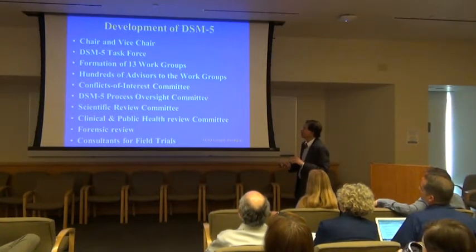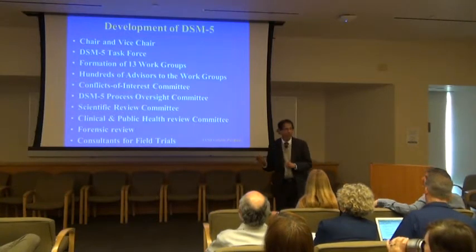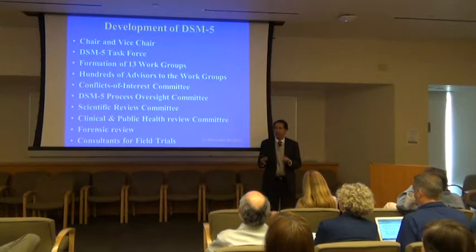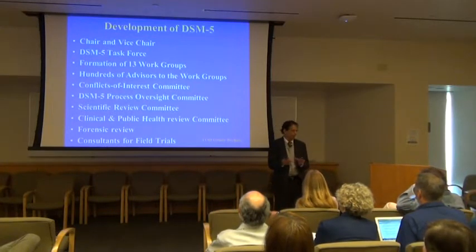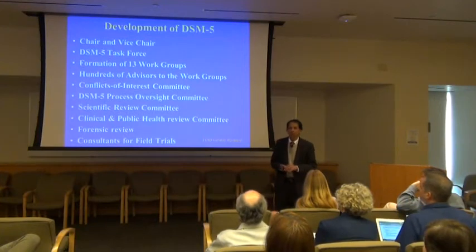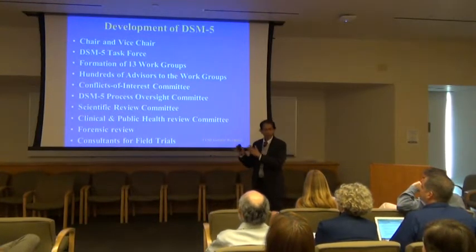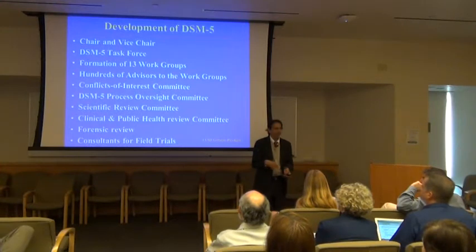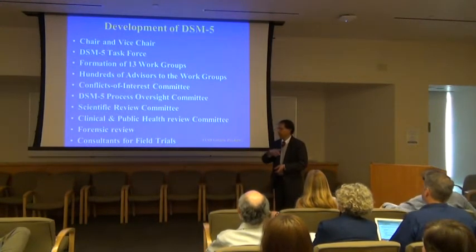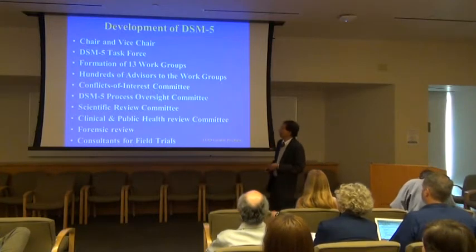There was a conflicts of interest committee, because when the task force was formed, the media went back and looked at everybody's possible conflicts of interest, and they criticized the APA for being in bed with industry. So we actually needed a conflict of interest committee, which made sure, with very strict rules, that people should not make more than $10,000 per year total combined, etc., etc.